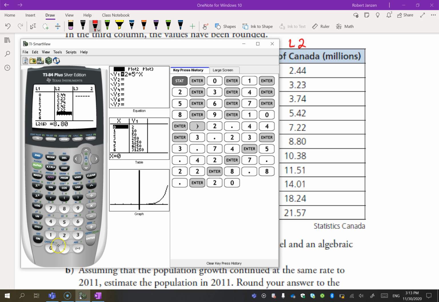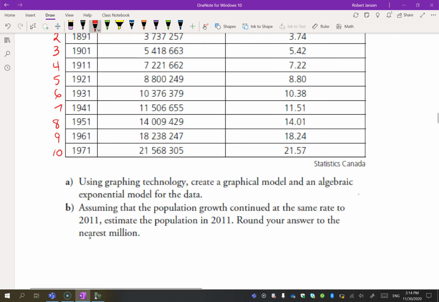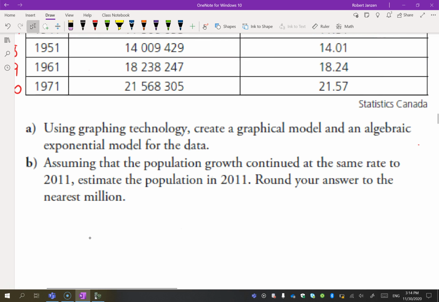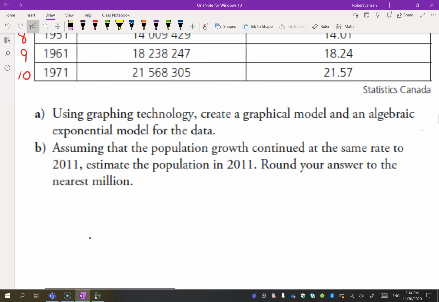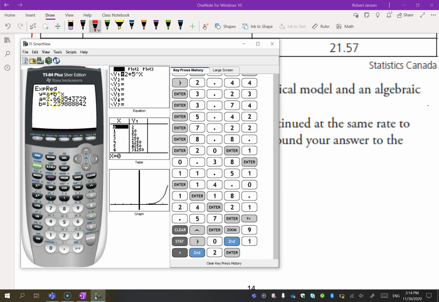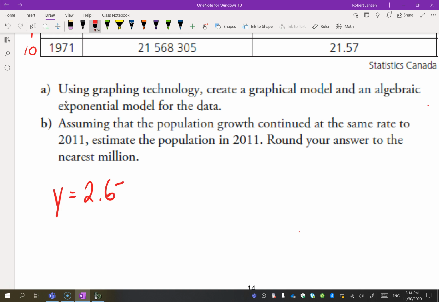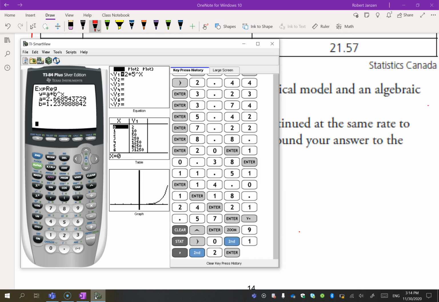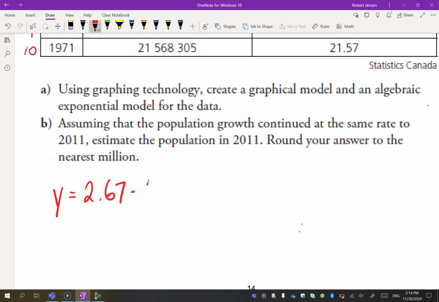So there is my equation. Let's write that down here somewhere. Using graphing technology, create a graphical model and an algebraic exponential model for the graph. So let's take a look at what this says. It says y equals a times b to the power x. A is 2.668, so let's go to 2 decimal places: a is 2.67, and b is 1.24. So it's 2.67 times 1.24 to the power of x.